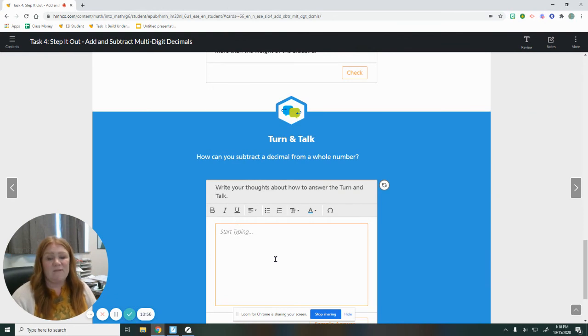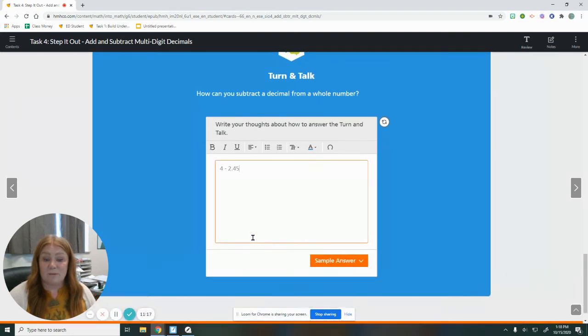And then tell me if you had a subtraction where you're going to subtract a decimal from a whole number, for example, if you had 4 minus 2 and 45 hundredths, how would you set that problem up and what would you need to do to be able to subtract it? So see if you can think about a problem like that and explain to me what you would do.